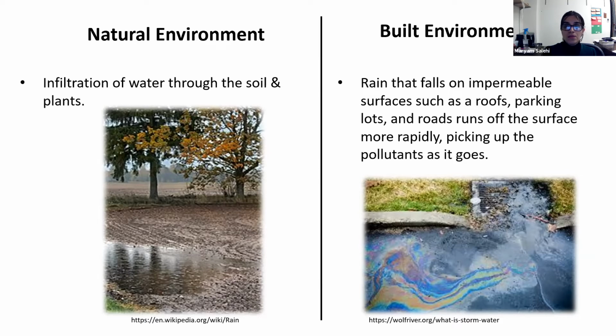Some of this stormwater goes to the storm drain. The problem with stormwater is that in many cities, like Memphis, it does not go to the wastewater treatment plant. It goes directly to the streams or rivers, so it doesn't undergo any type of treatment. If we have any contaminants, they will end up in the freshwater.